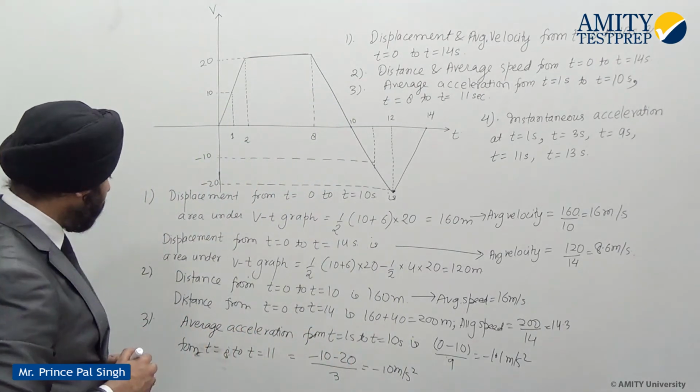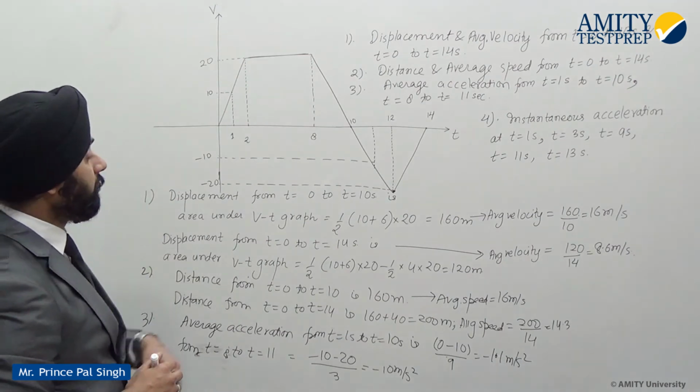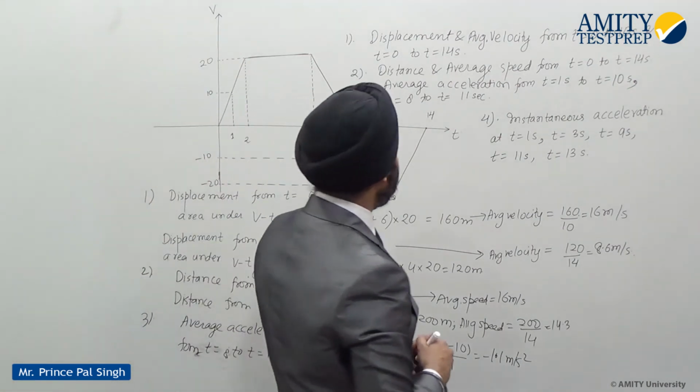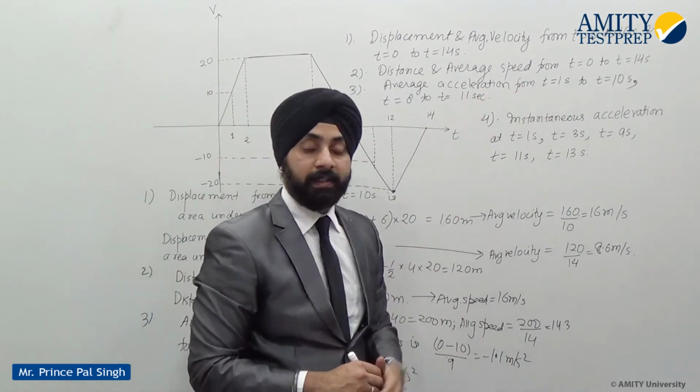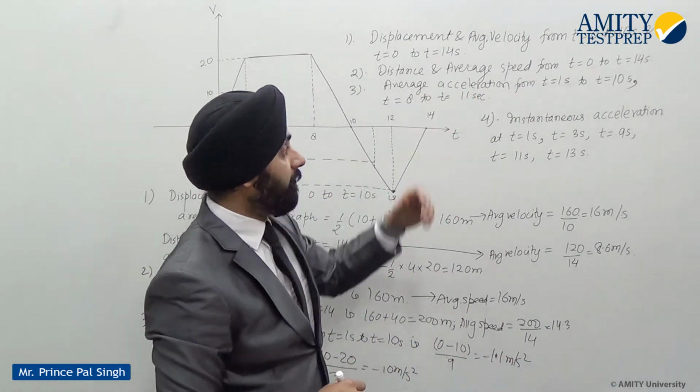Then come to the distance. The second question: the distance travelled by the particle from t equal to 0 to t equal to 14 seconds, and then we will find out the average speed also.